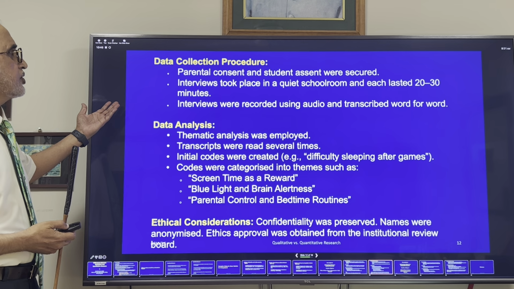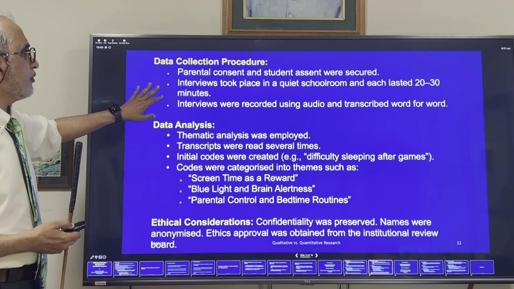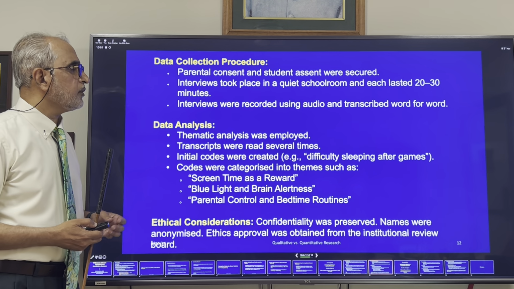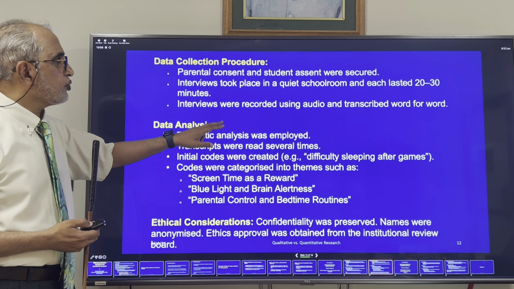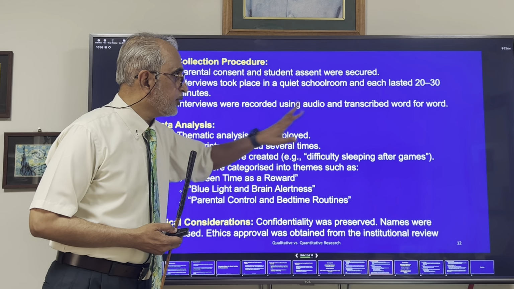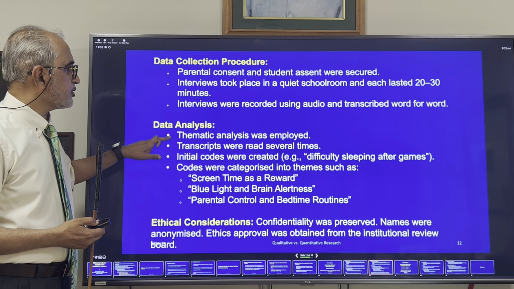Data collection procedure: parental consent and student assent were secured. Interviews took place in a quiet school room and each lasted 12 to 30 minutes. Interviews were recorded using audio and transcribed word for word. For data analysis, thematic analysis was employed.